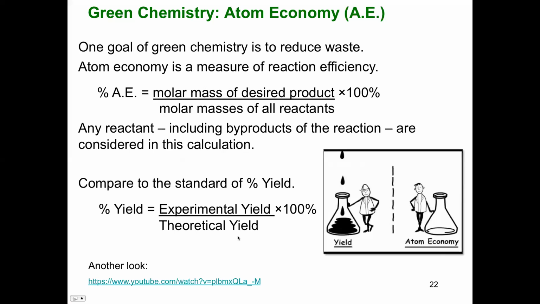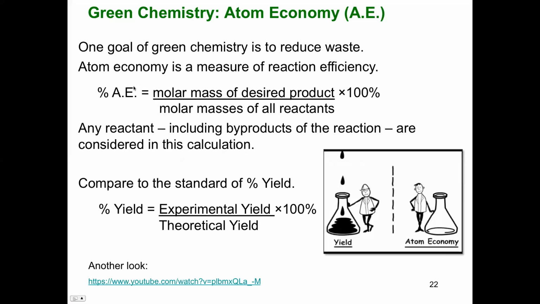But the greener way of looking at this is looking at the total atom economy, because if you look at percent yield, notice you're just dealing with the product, or the product that you're most interested in. You're not worrying about the waste or the side products that are being produced as a result of trying to get to your final product.